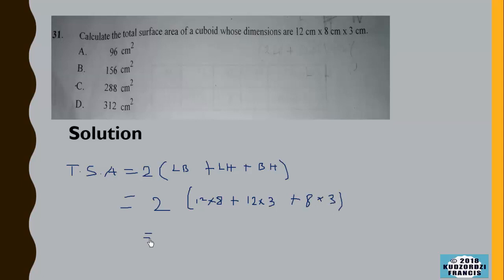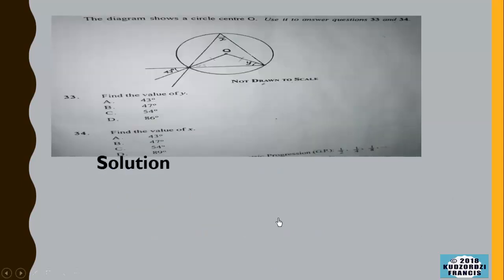Then we simplify further to obtain something like this. 96 plus this is 36 plus 24. So this is 2 times 156, which is 312 centimeters. Now we have this one.